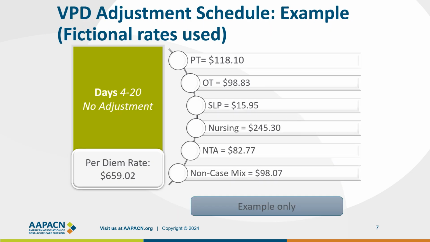Days 4 through 20, no adjustment, so we are going to get that flat per diem rate, case mix adjusted rate, $659.02. And again, we do not have the wage adjustments applied here. This is just looking at that straight case mix adjustment.